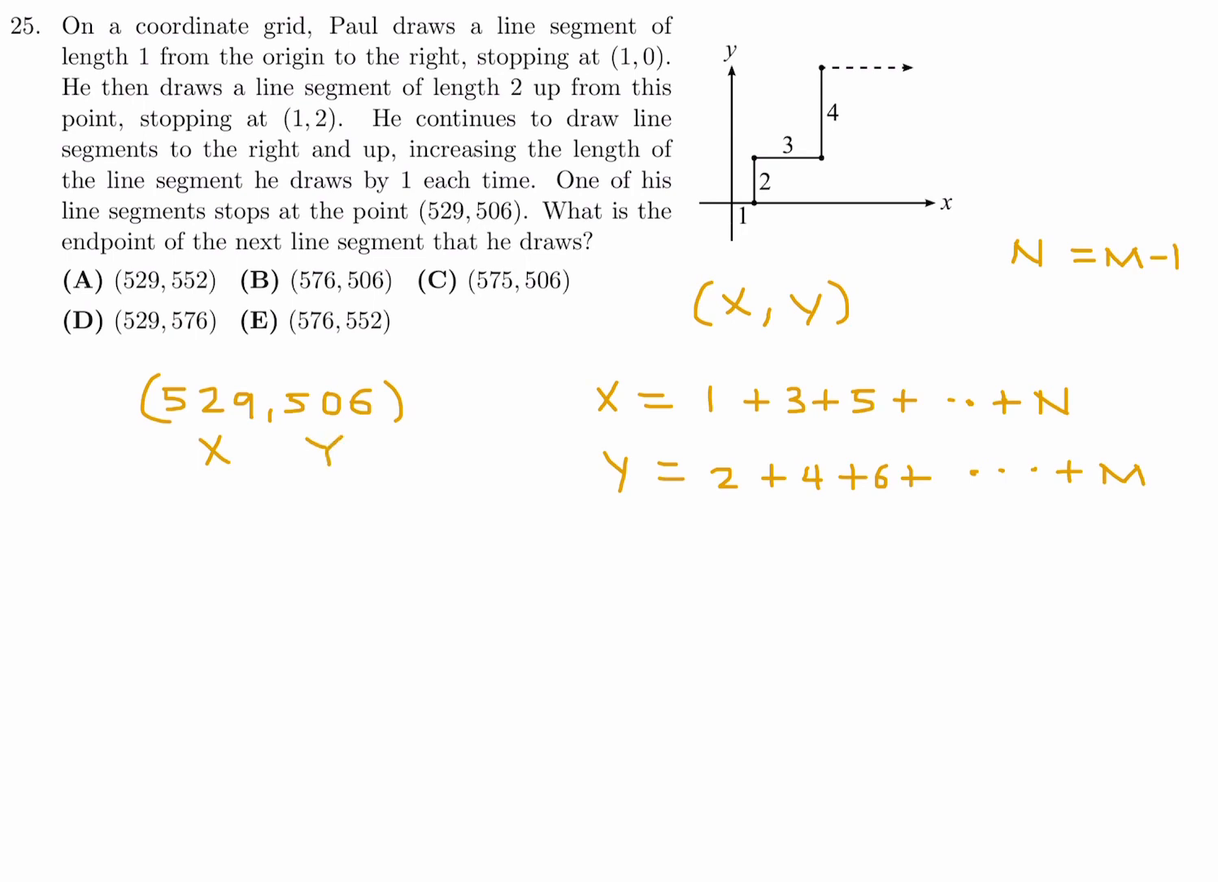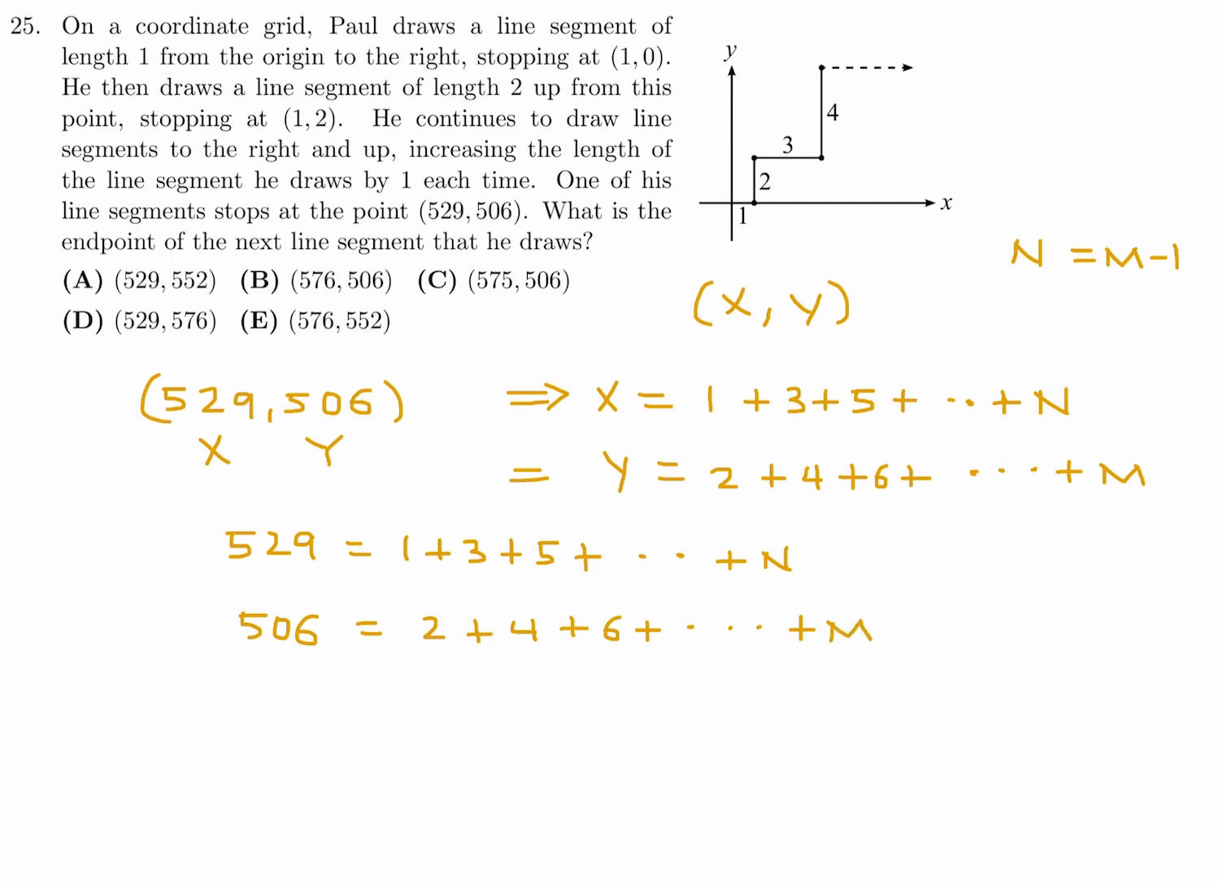So this 529, since it's x, I'm going to use that formula. So 529 is equal to 1 plus 3 plus 5 plus dot, dot, dot, until some n. And 506, since that y is 506, that's going to be 2 plus 4 plus 6 plus dot, dot, dot, all the way till some m.